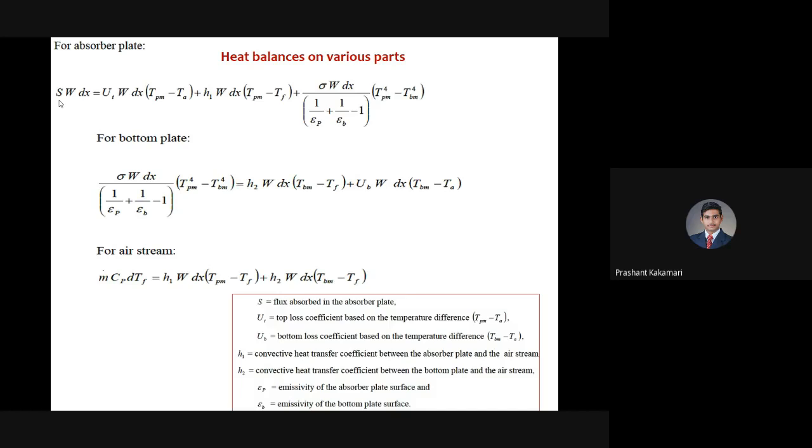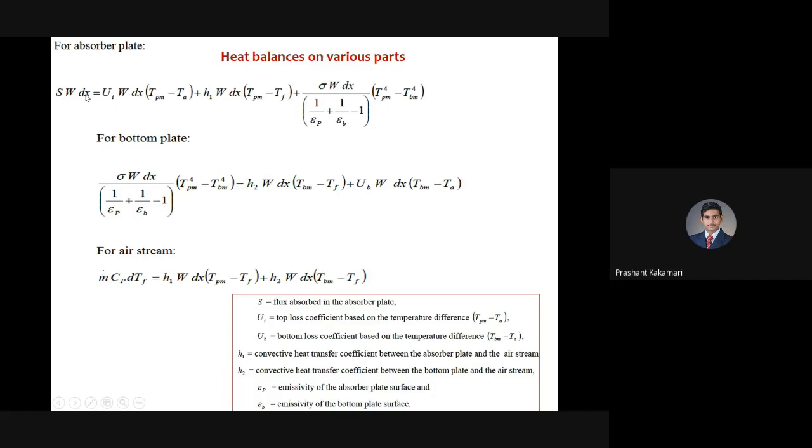That tau alpha is nothing but, after the glass cover, how much it is going to transfer with the absorption of the energy. So that I into tau alpha, or H into tau alpha, or HR into tau alpha, I am just denoting by S. That is the solar insolation, or the solar radiation received by the absorber plate on this area.